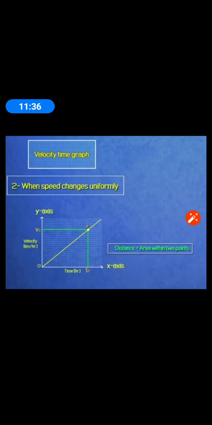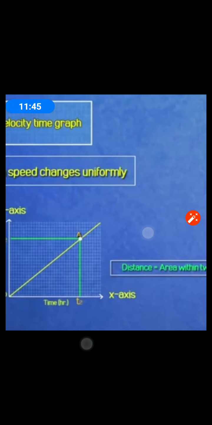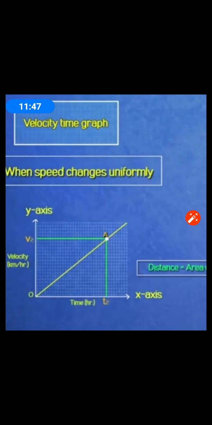But how to calculate the area and from which figure do we have to calculate the area? We will take any two points. Here it is taken O and A, the distance between O and A. We will calculate the area of AOT2. We will calculate the distance of area AOT2. Okay, it is triangle in shape, and we know how to calculate the area of a triangle. It is half base into height.